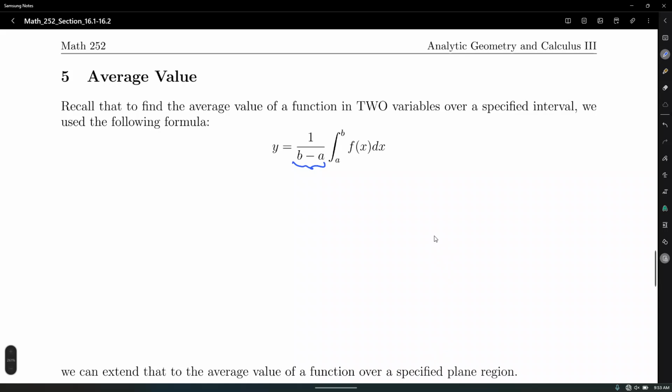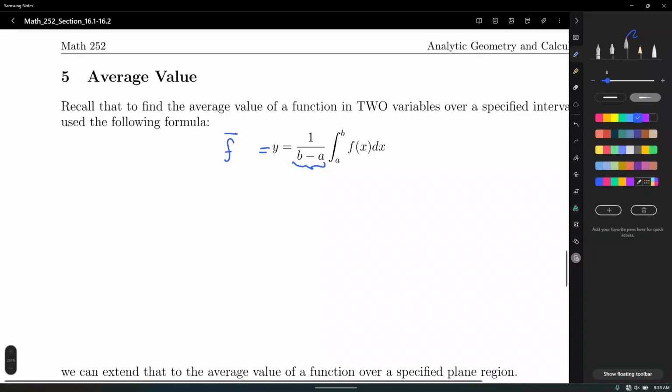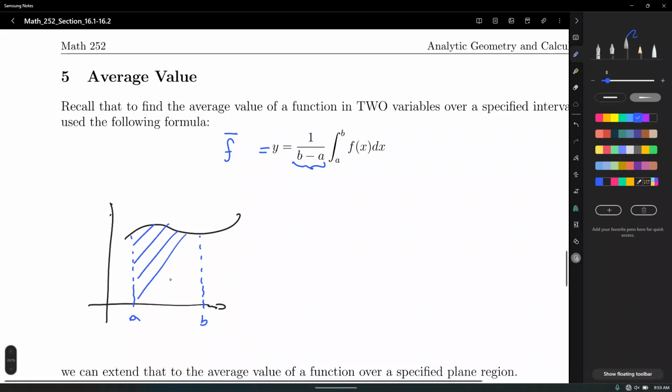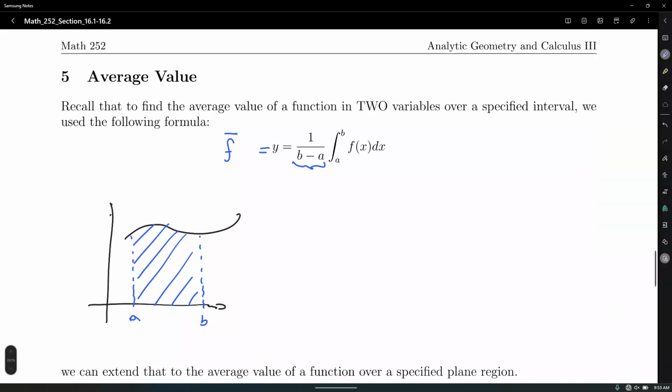But I mean, visually, what is this? Well, let's call this f bar, f with a bar. The bar means average, right? So what's the picture here? Okay, that means you consider this planar region over the interval A and B, all right? So that's going to give us some area, all right?